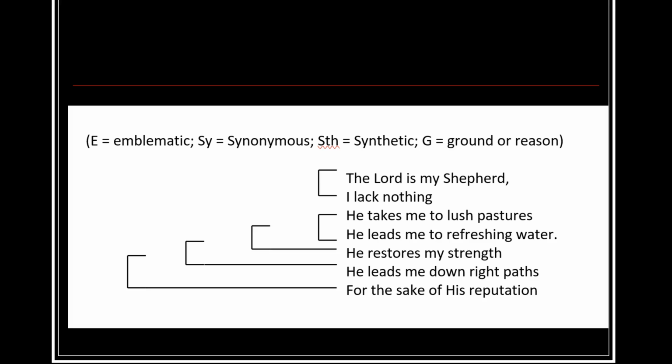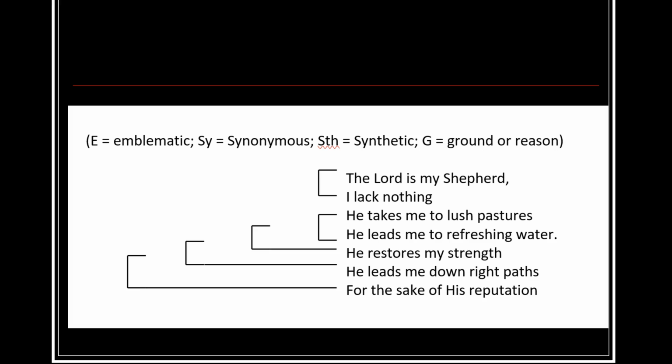The next two lines, "he takes me down lush pastures, he leads me to refreshing water," exhibit synonymous parallelism. The fifth line, "he restores my strength," expands on the concept of lines 3 and 4, being in synthetic parallelism to these lines. "He leads me down right paths" is additive to the triplet of lines 3, 4, and 5, expressing the way in which the previous 3 lines are accomplished. The final line, which is only 2 words in Hebrew, provides the reason that all these activities have taken place: for the sake of God's name.